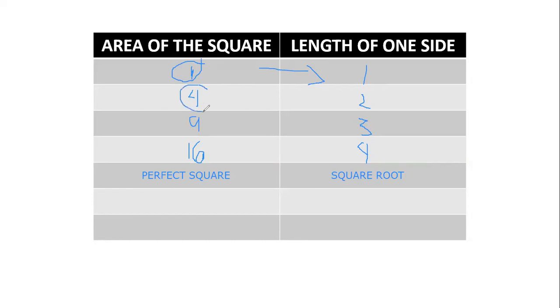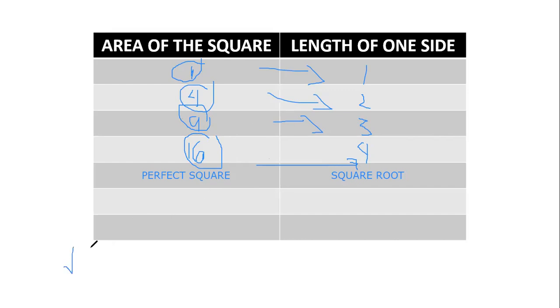What is the square root of 4? It will give you 2. The square root of 9 will give you 3. The square root of 16 will give you the answer 4. Okay? So what you need to do is just think of a number that when you multiply it by itself, you will get the number inside the radical.